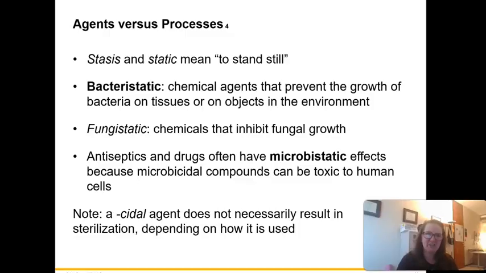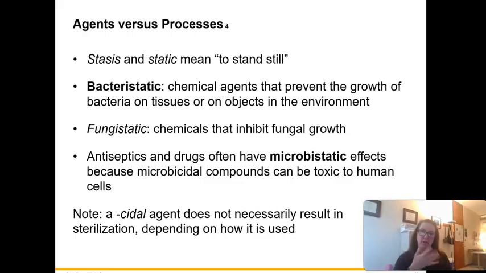Okay, agents versus processes. So this is just the fourth slide, hence the little subscript there. All right, so when you see the word stasis or static, it means to stand still. But what we're going to think about is that bacteriostatic or fungistatic essentially means that we are inhibiting the growth of whatever it's referring to. So bacteriostatic: chemical agents that prevent the growth of bacteria on tissues or on objects in the environment. So it's reducing the growth, to stand still, preventing it from overpopulating. Fungistatic: chemicals that inhibit fungal growth.